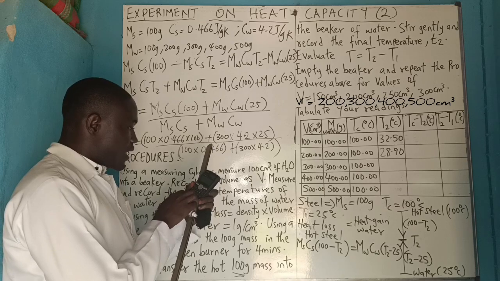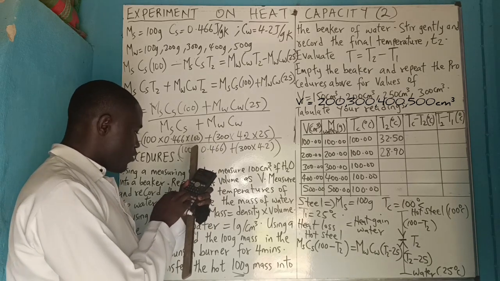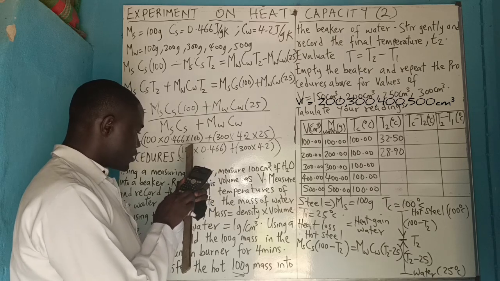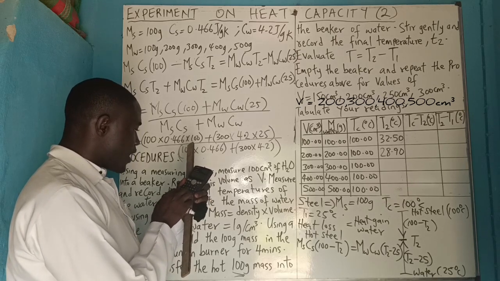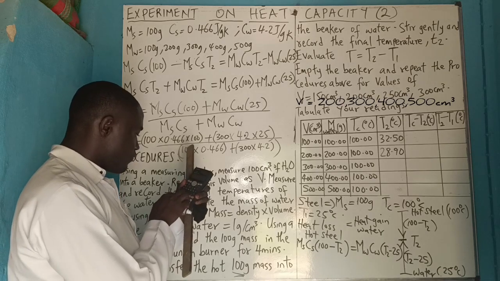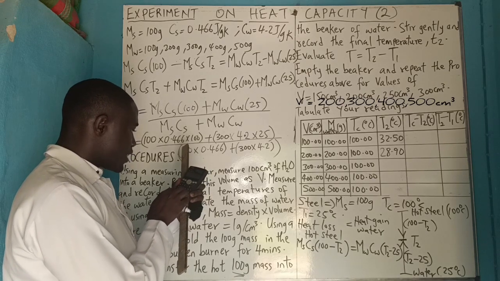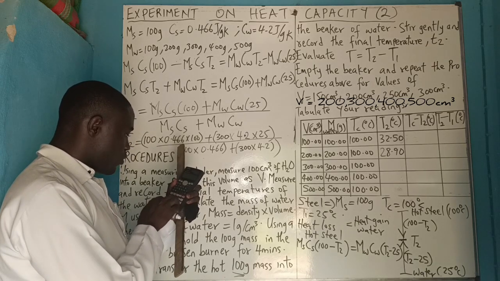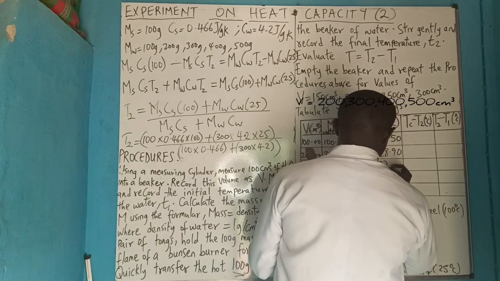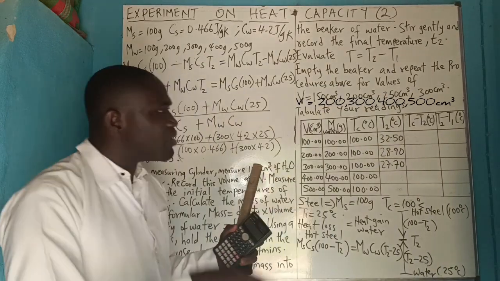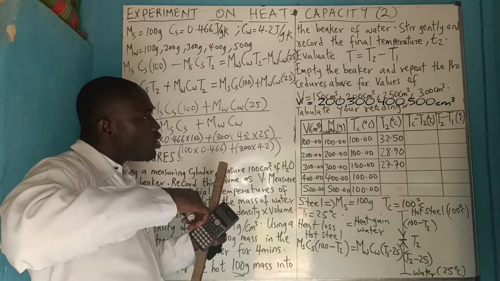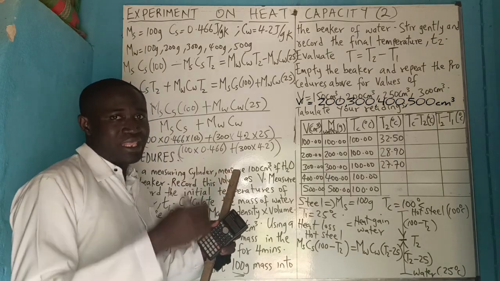We say (100 times 0.466 times 100 plus (300 times 4.2 times 25, divided by (100 times 0.466 plus (300 times 4.2. We'll be having 27.70. Do you notice something? The temperature is going down, meaning that the higher the volume of water, the less you will get in your final temperature of the mixture.